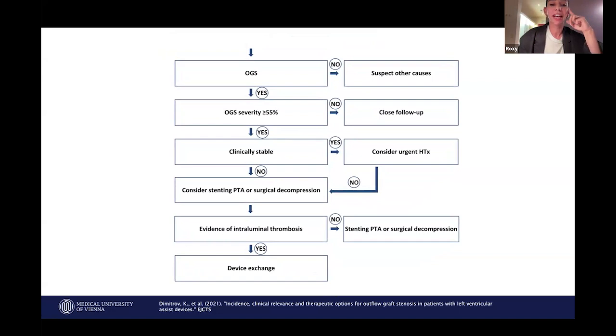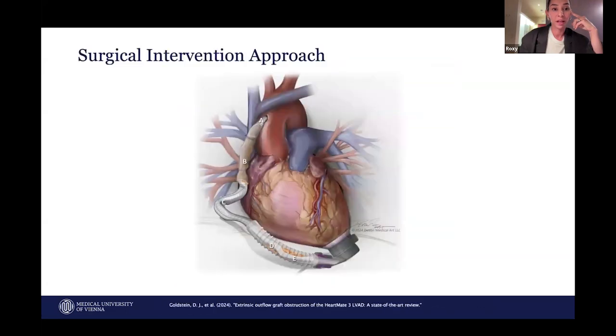If the patient also has evidence of intraluminal thrombosis, of pump thrombosis, we go for a device exchange. Otherwise, in most of the cases in the last few years, I have to say, we go for surgical decompression. So we go for surgical intervention?